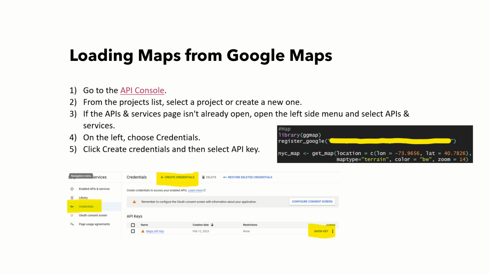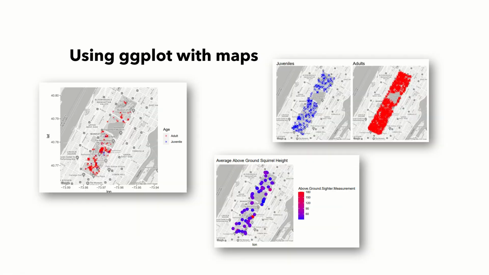So anyway, we're going to start with loading maps from Google Maps. If you would like to do this, you will need to go to the Google API console, create a new project, and create some credentials to get an API key. Once you do that, you can use that key with this code to register it, and then you can get a map using the latitudes and longitudes, and you can select the map type, terrain, or you can do other map types as well, and set the zoom level as well. So when you do that, you get base layer maps that look like these black and white gray maps underneath.